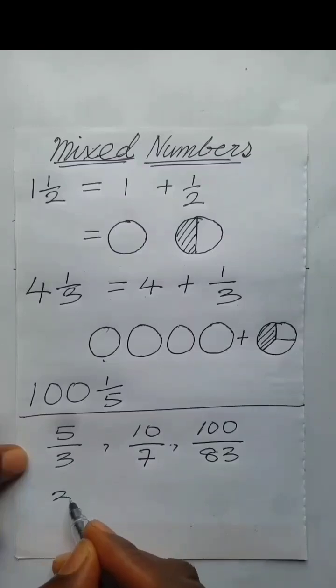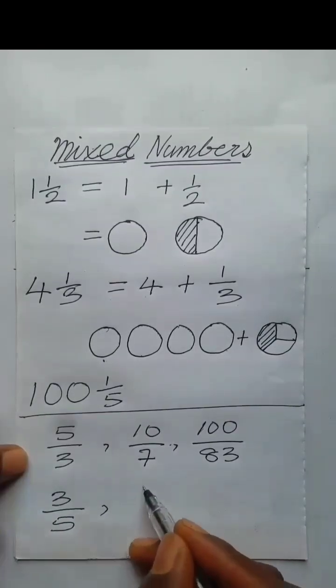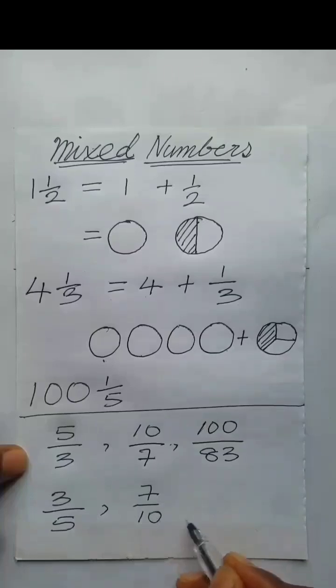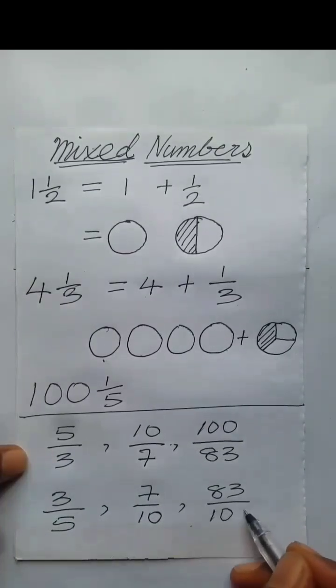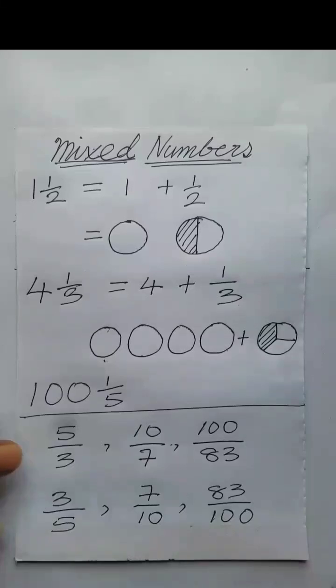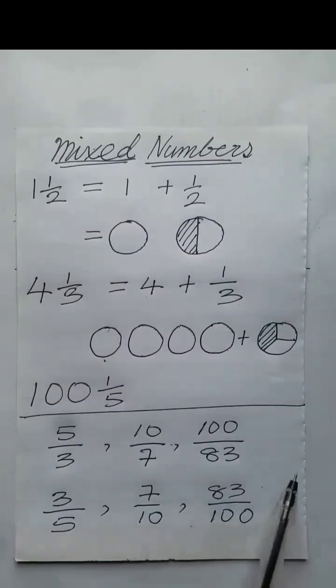But if I write 3/5, that is a proper fraction. 7/10, that's a proper fraction. 83/100, that's a proper fraction. When the numerator is smaller than the denominator, we have a proper fraction. This is improper.